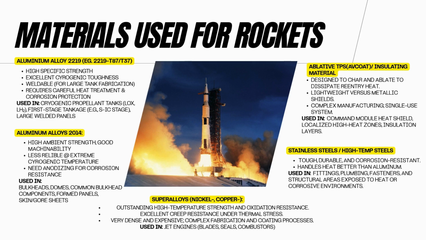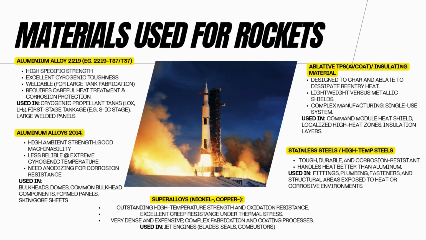First material is aluminum alloy 2219, used in cryogenic propellant tanks, first stage tankage, and large welded panels for its high specific strength and excellent cryogenic toughness. Second material is aluminum alloy 2014, used in bulkheads, form sheets, and skin gore sheets for its high ambient strength, good machinability. Third material is super alloy, such as nickel and copper alloy, used in jet engines, blades, vanes, and combustors, known for its outstanding high temperature strength and oxidation resistance.